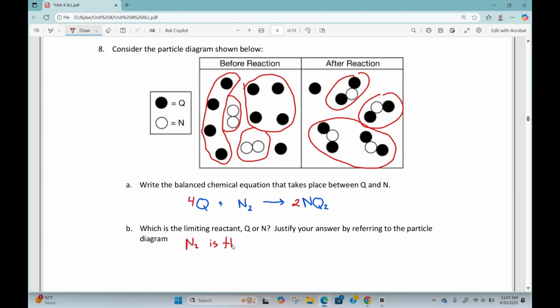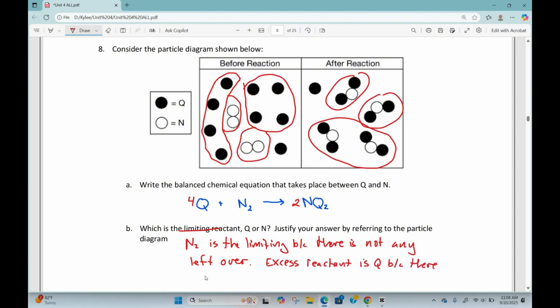N2 is the limiting reactant. And how do I know that it's the limiting reactant? Because there's none left over. They don't ask me, but just because I'm extra, the excess would be the leftover Q that doesn't get used. So the excess reactant is Q because there is some left over.